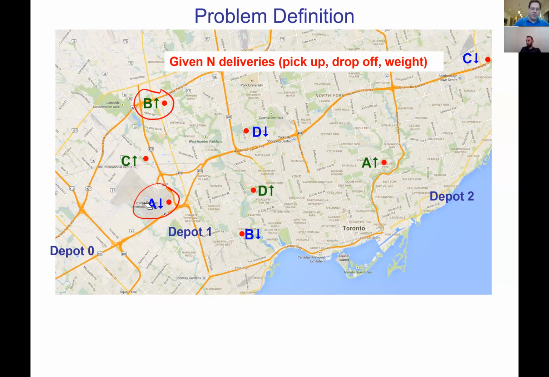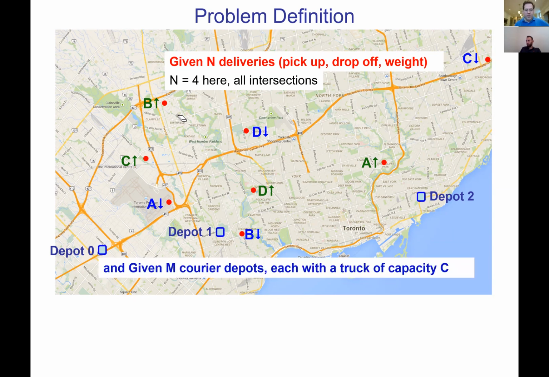So let me erase this. And you can decide what order you want to do this in. So we give you n deliveries, in this case 4 deliveries. They're all intersections. A delivery is a pickup intersection, a drop-off intersection, and a package weight, because your truck actually has a weight capacity too. So you might not always be able to pick everything up and carry it around to all the drop-offs. You might have to get some things off the truck before you can pick more things up.